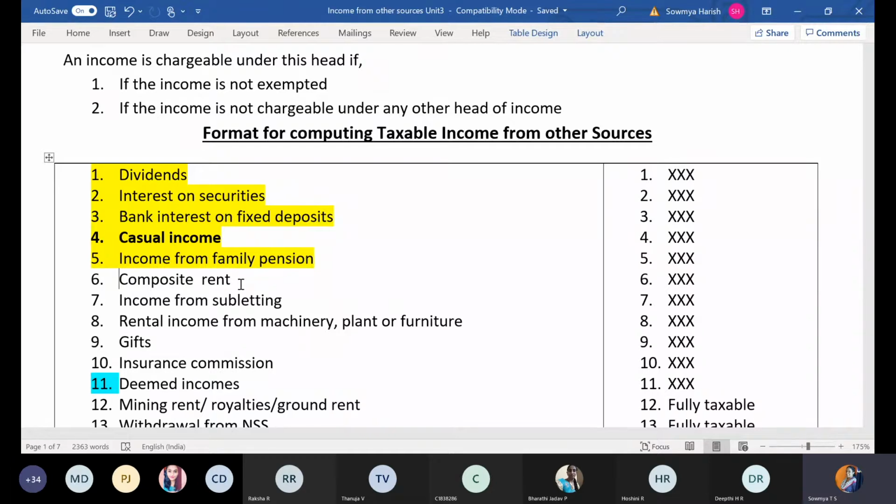But along with the house property, you are letting your tenant use other facilities. For using those facilities, you are charging them additionally. So if that additional charge is clubbed along with your rent, then this total rent will be called composite rent. Hope the concept is clear with you all. Yes, ma'am. So that is called composite rent.